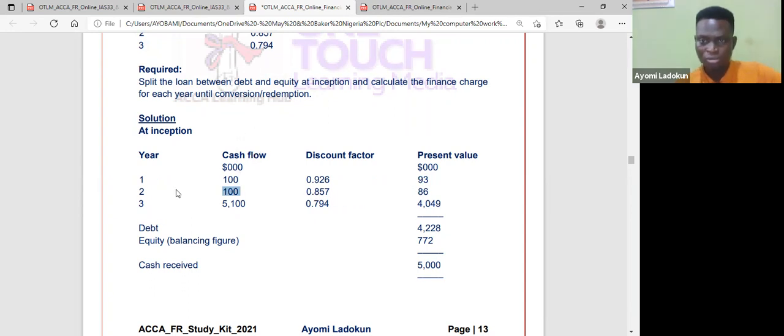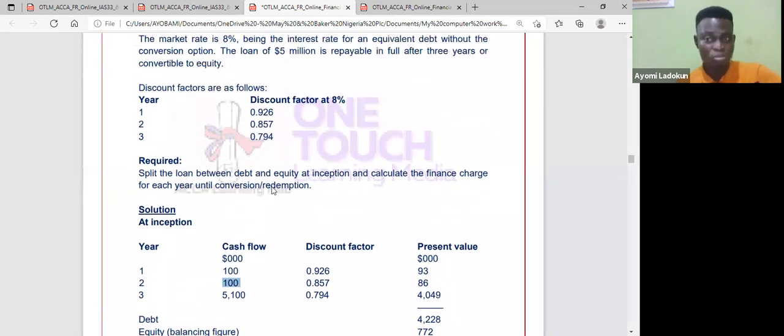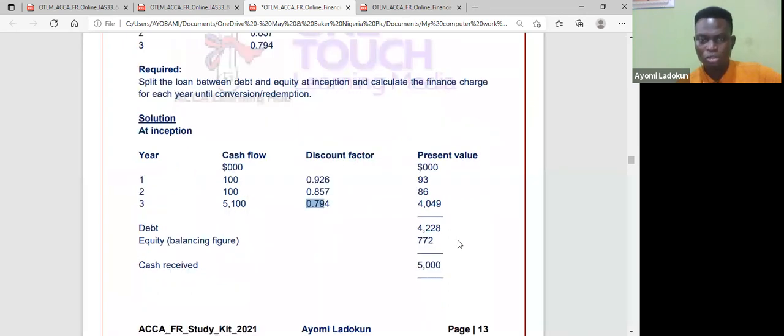Then in year 2. Now this is not amortized cost, so listen up. Initially, it has to be discounted to present value, because it's a convertible loan. That's what you're doing here. Then at the end of the term, I will pay both the principal and the interest. That's how you have 5-1 here. You also discount. So what I have here is my debt. Can you see? That is my debt.